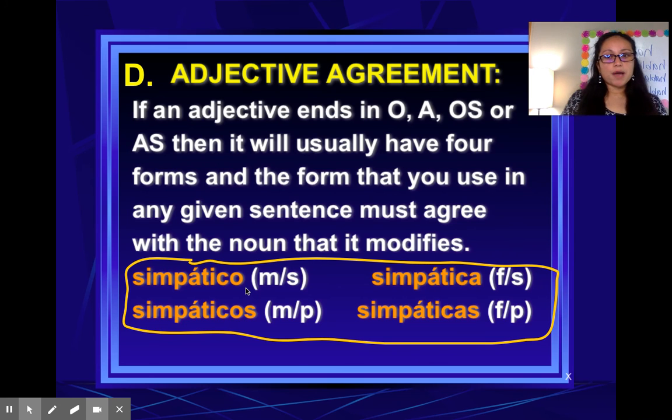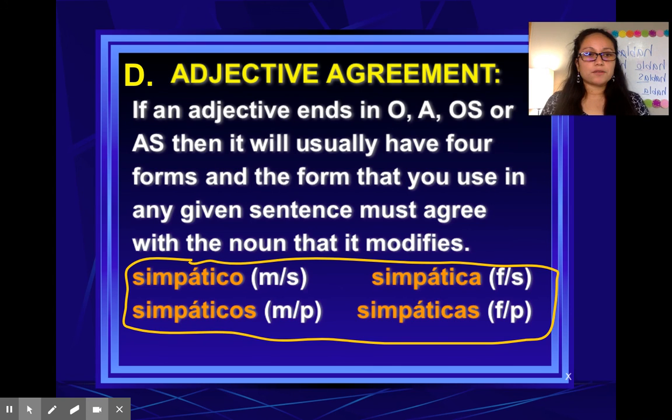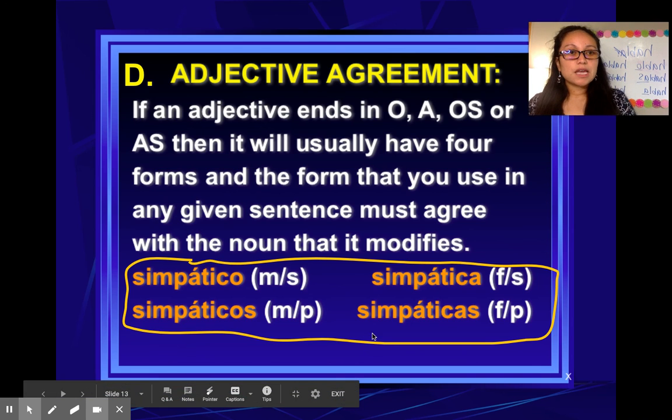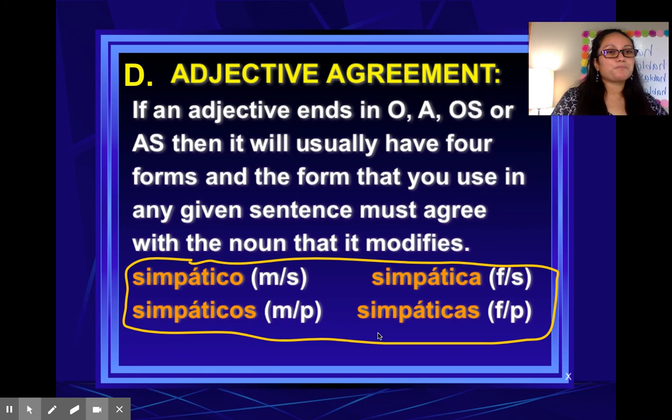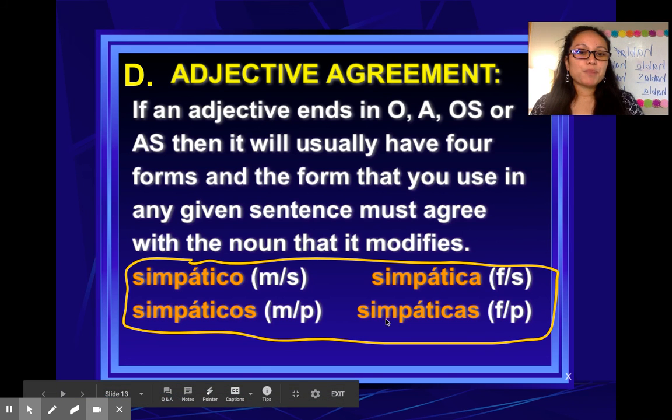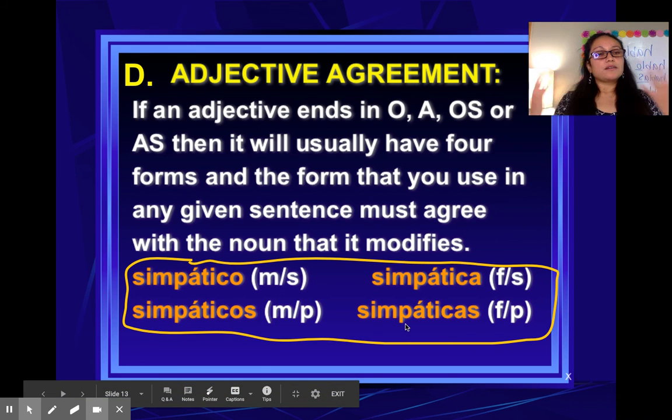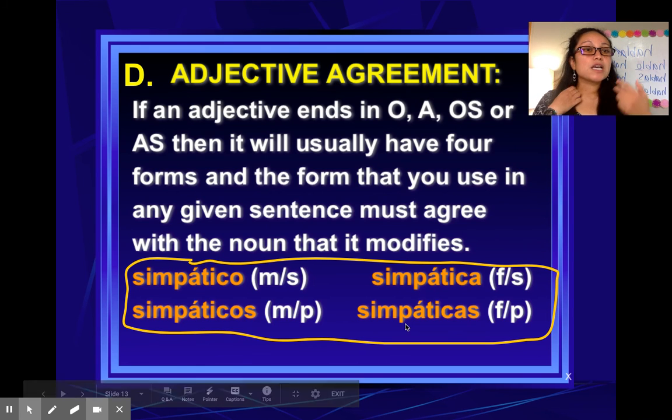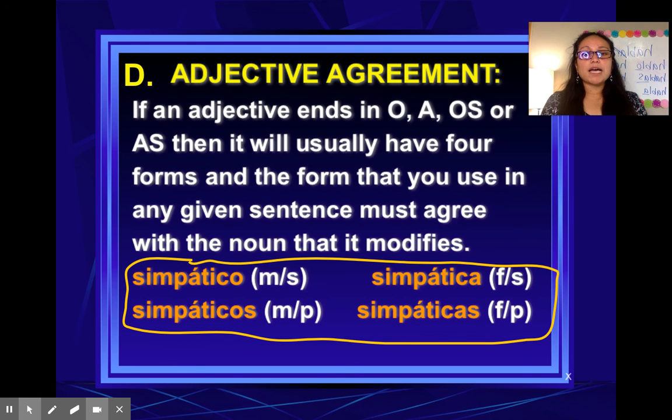What if you're talking about two male teachers, Mr. Jones y Mr. Carl? Ellos son simpáticos. What if you're talking about two female teachers, Miss Lopez y Miss Ellis? Son simpáticas, okay? We are nice. We're friendly, okay? So basically, remember that your adjective has to agree with the noun you're talking about, okay?